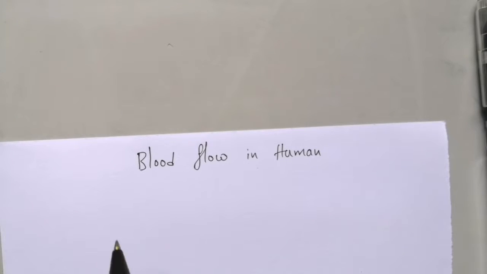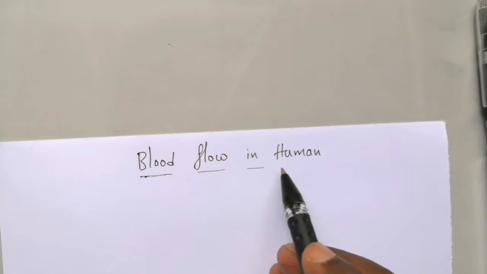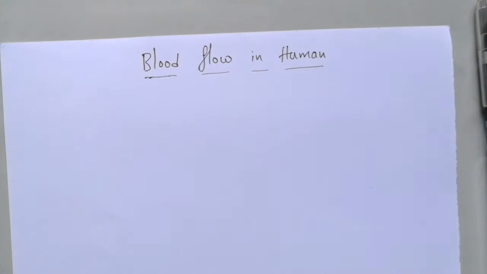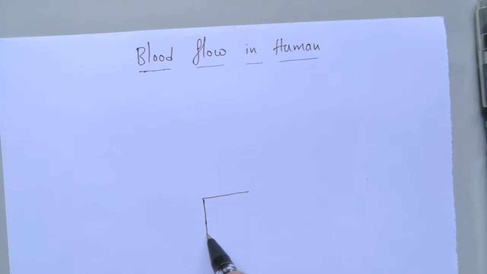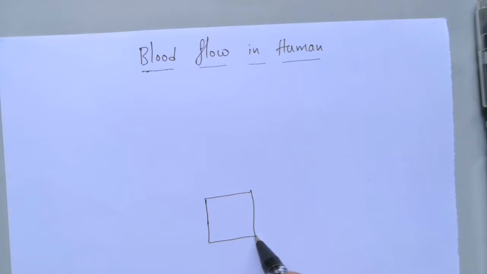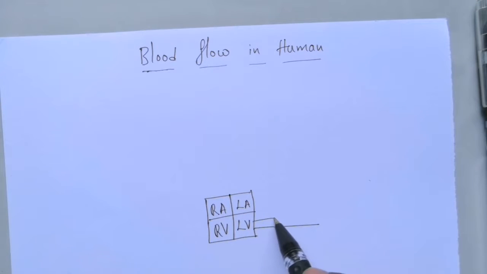Good morning students. Today's topic is blood flow in human. We all know that the human heart has 4 chambers. This is left atrium, left ventricle, right atrium, right ventricle. We all know that the ventricle, left ventricle, pumps the blood out.